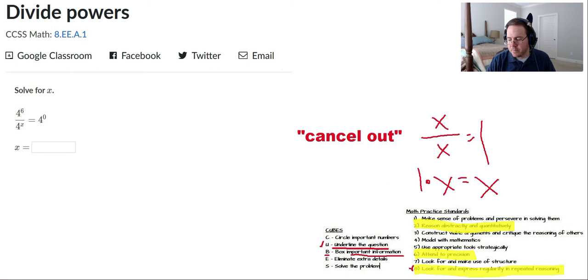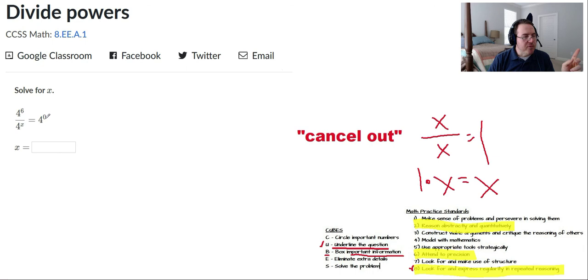4 to the 6th divided by 4 to the something equals 4 to the 0. Okay? 4 to the 6th divided by 4 to the something equals 4 to the 0. I'm even going to have to take a second about that. Well, I guess I want to think about both sides of the equation. 4 to the 6 divided by 4 to the x equals 4 to the 0. Okay. Whenever I see zeros, I've got to stop and think twice. And I've been doing this for a very long time because I'm old.